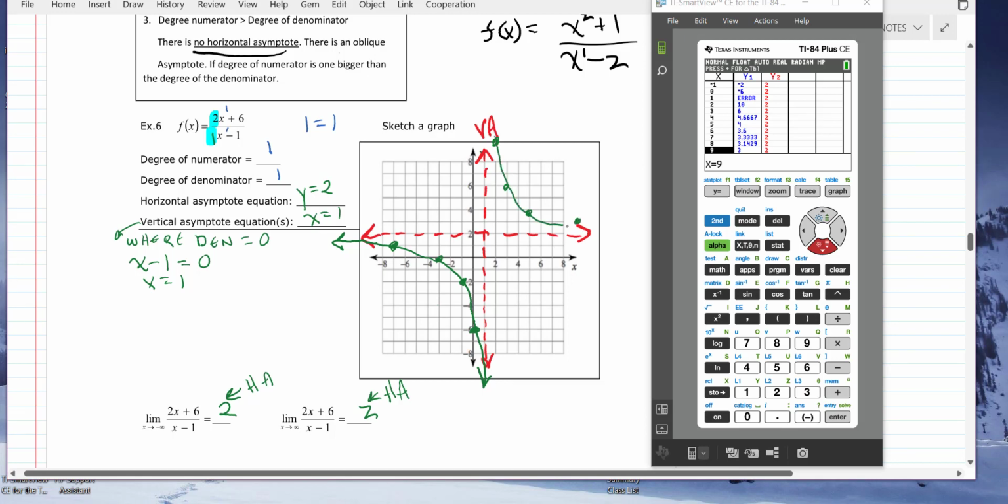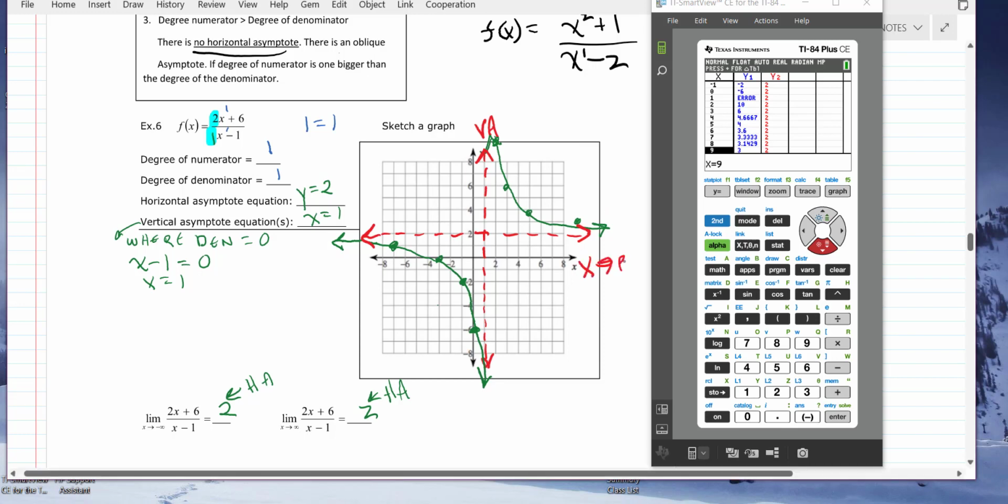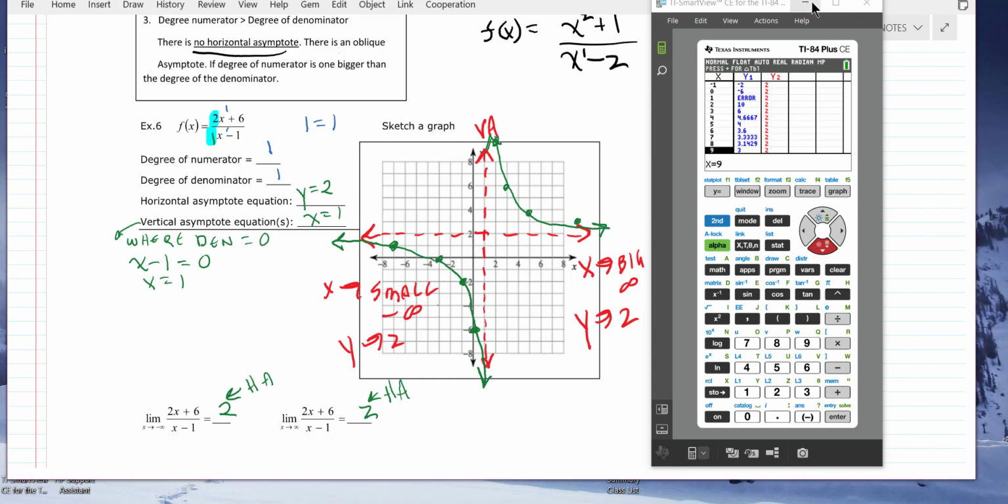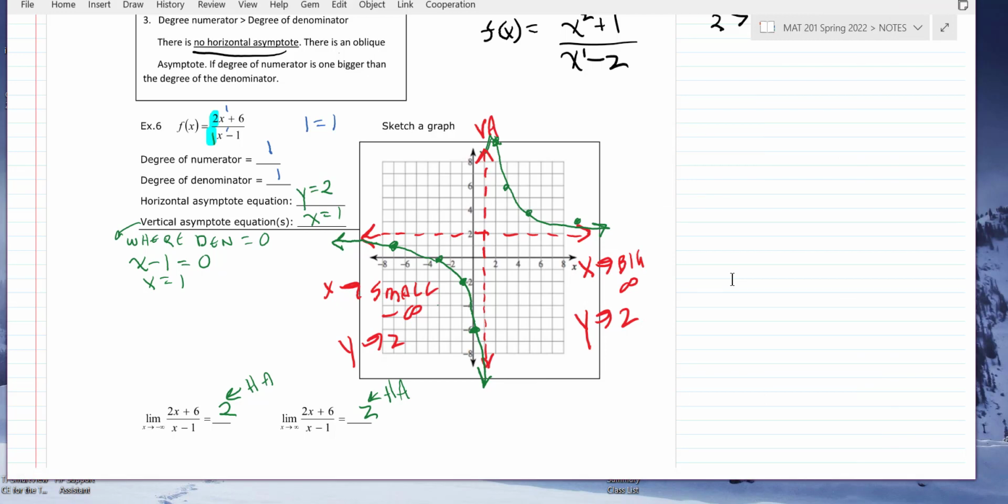So again, you'll see what happens is the graph gets close to that asymptote. So what's happening is as x gets big, meaning goes to infinity, then y goes to 2. And over here, if x gets small, meaning negative infinity, then y also goes to 2. Okay, so if you can identify that horizontal asymptote, then you can get the answer to that limit fine without even looking at that graph on your calculator.